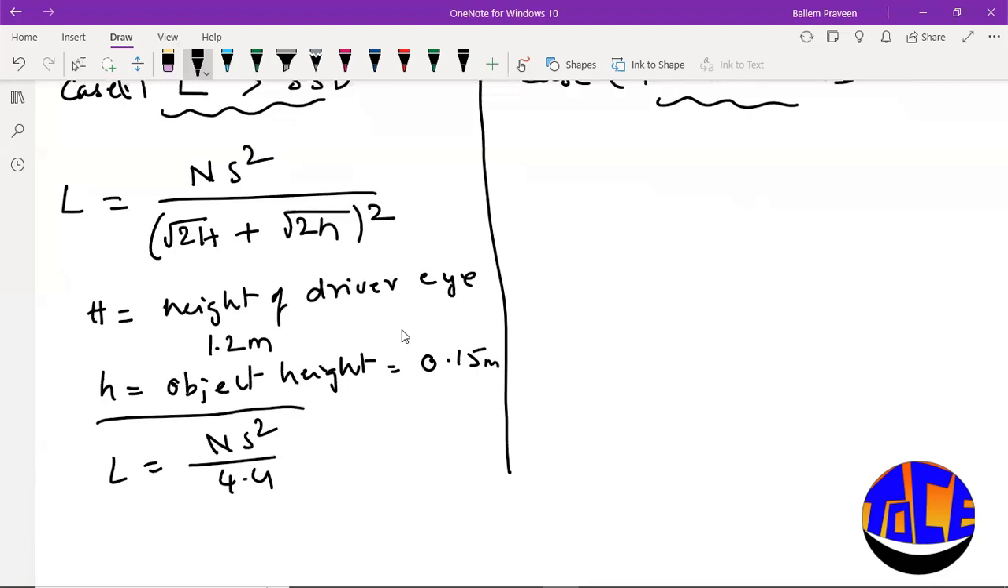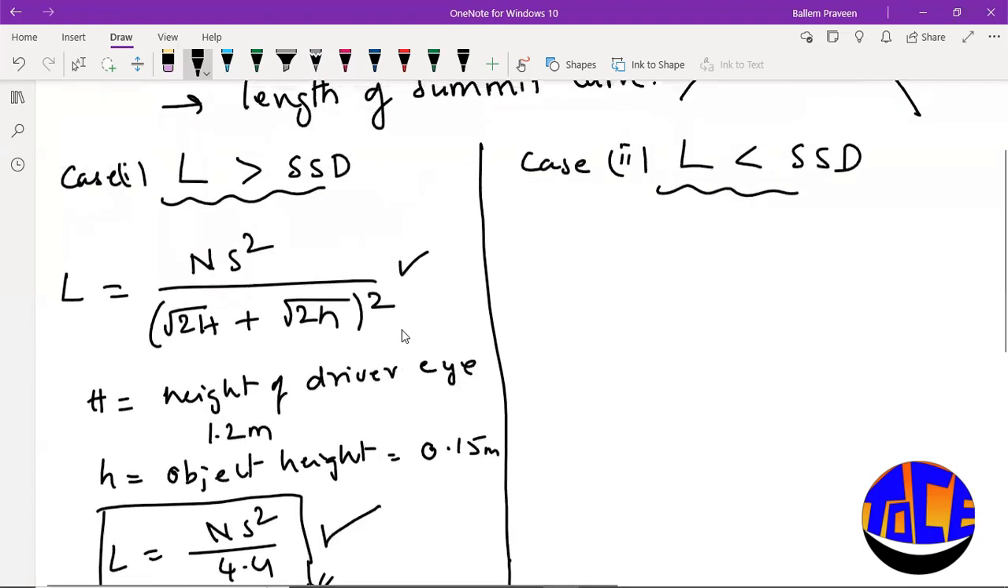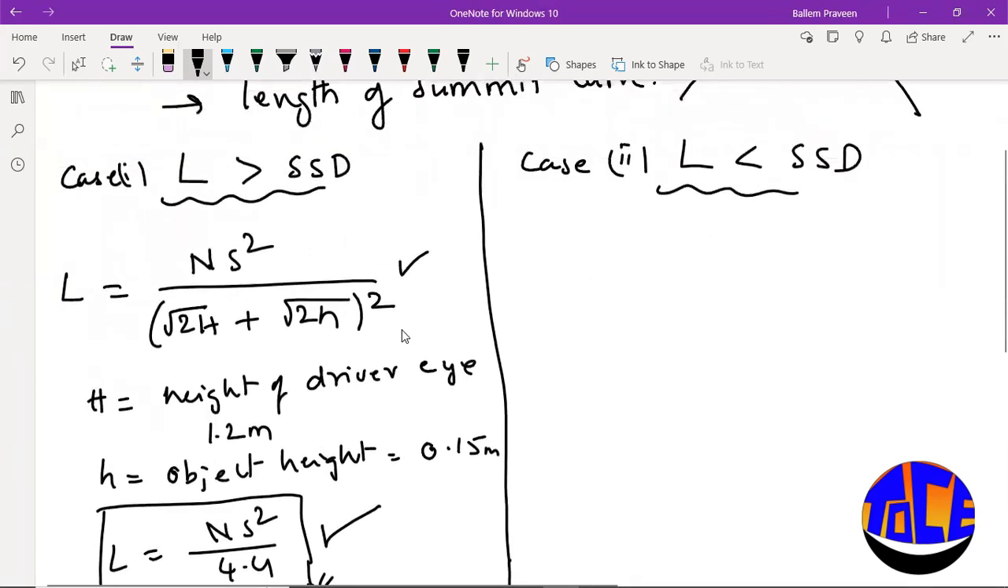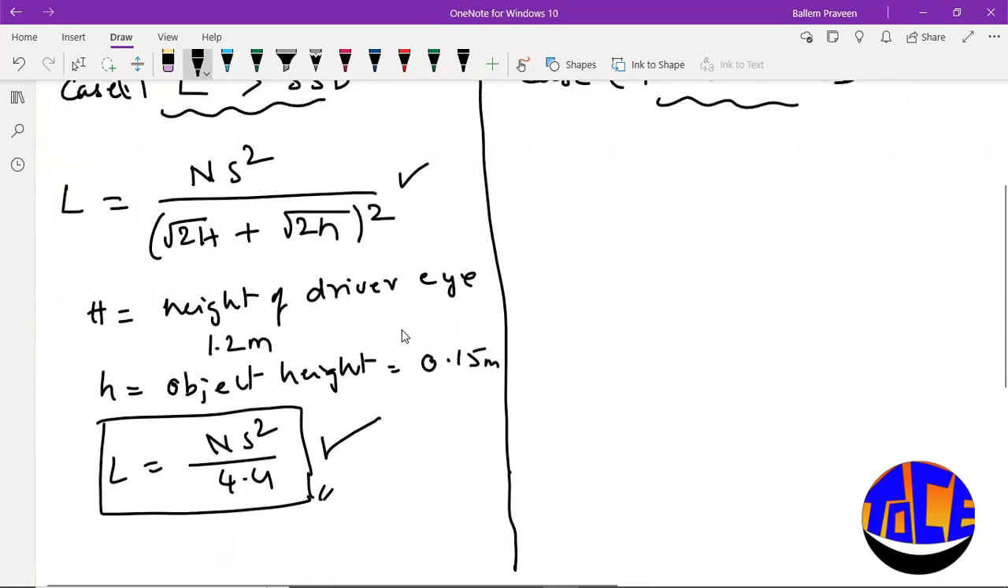In the question, if the driver's eye height or object height has not been mentioned, so H is capital H and small h, if different values are not provided in the question, you can directly use this formula in competitive exams. In case the H values change, you have to use the general formula, right? Using this you will get the L value. Once the L value comes, you can compare it with the sight distance. If the L value you have calculated is greater than SSD, then the length of the summit curve is correct.